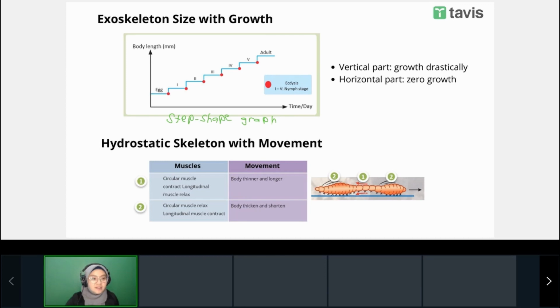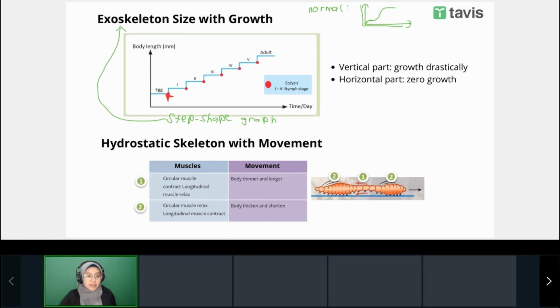Special for exoskeleton animals only. For a normal organism, we usually have an S-shaped graph, a sigmoid-shaped graph. But for exoskeleton animals such as grasshopper and scorpion, they have a step-shaped graph.